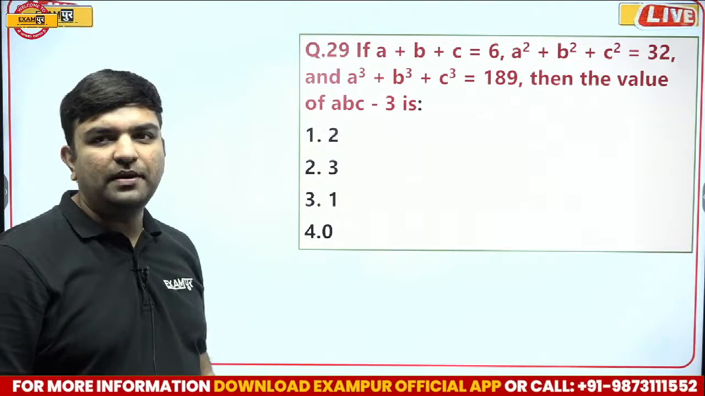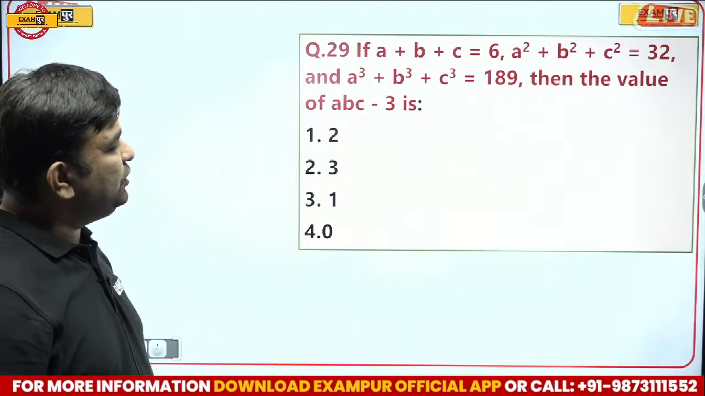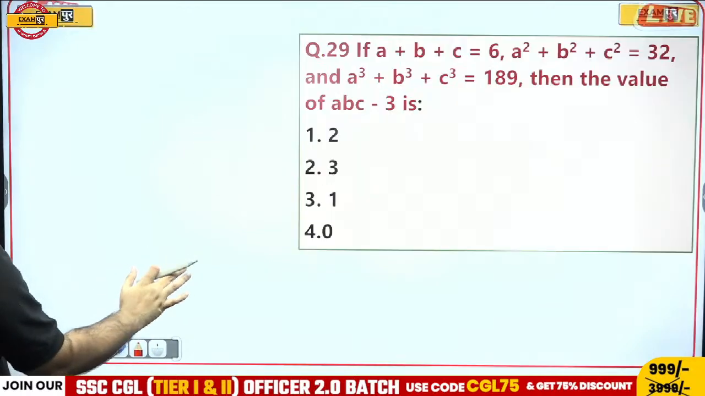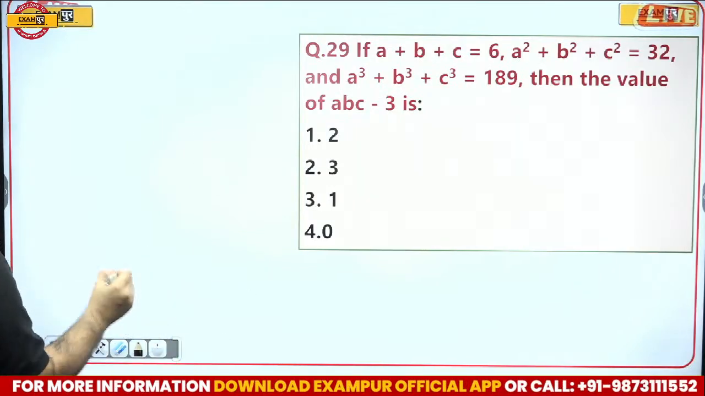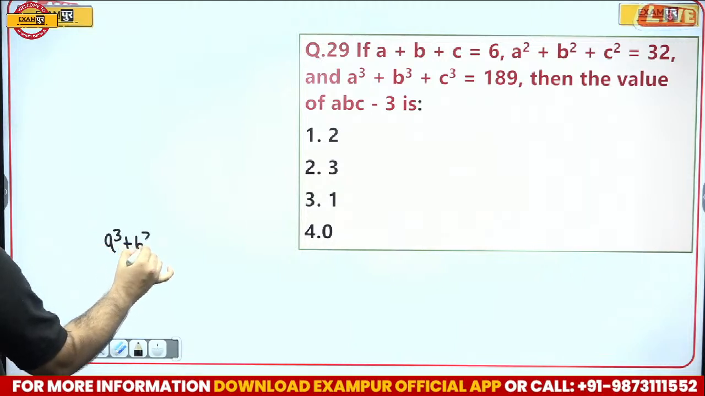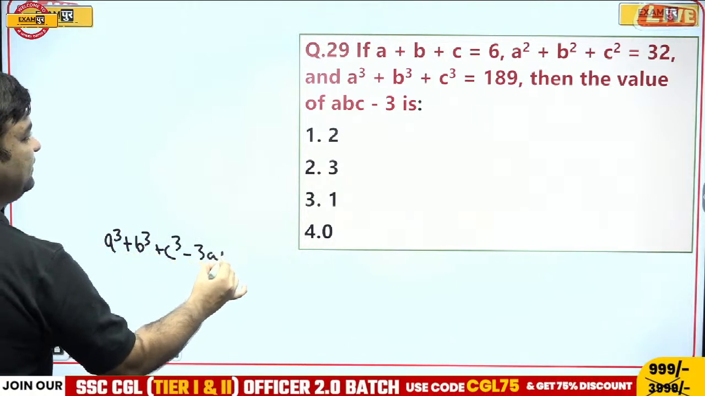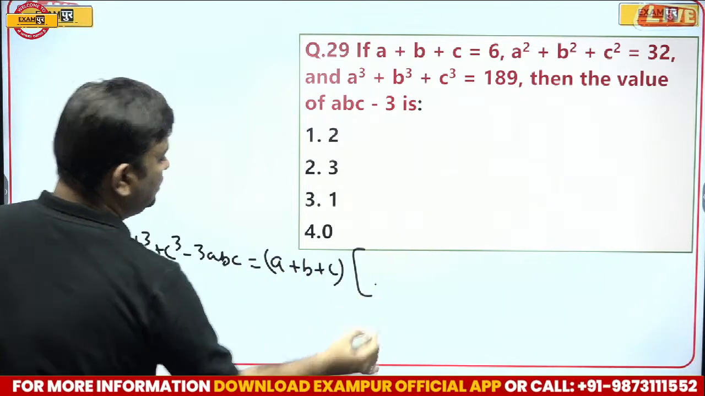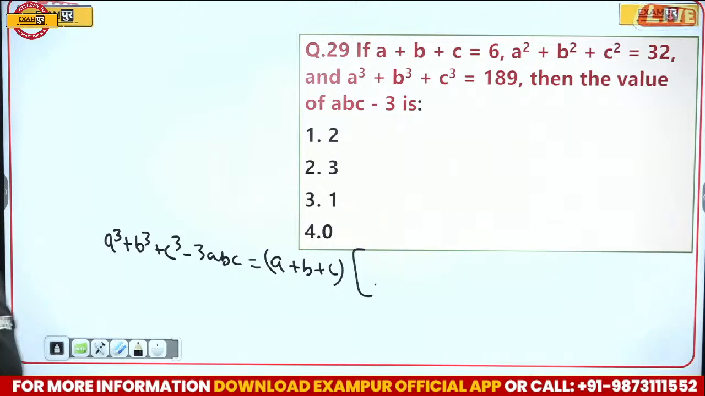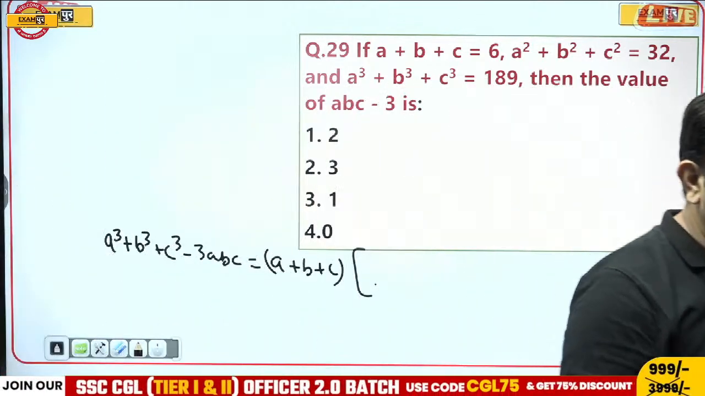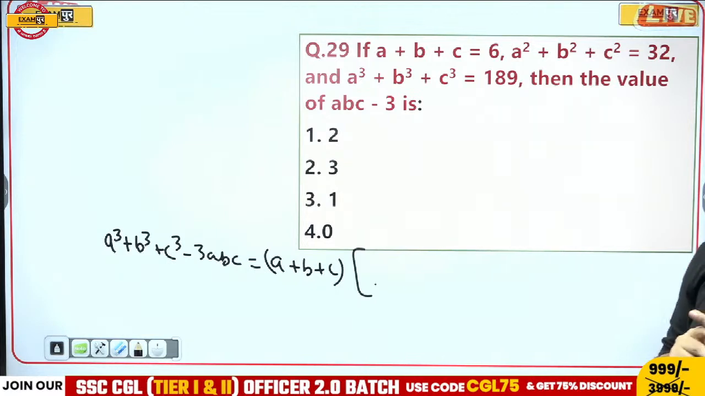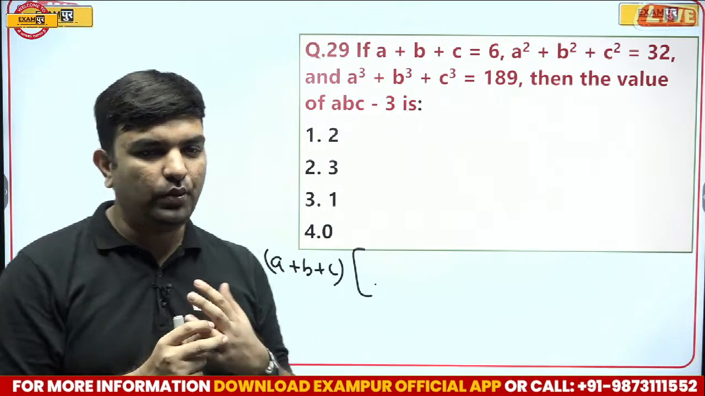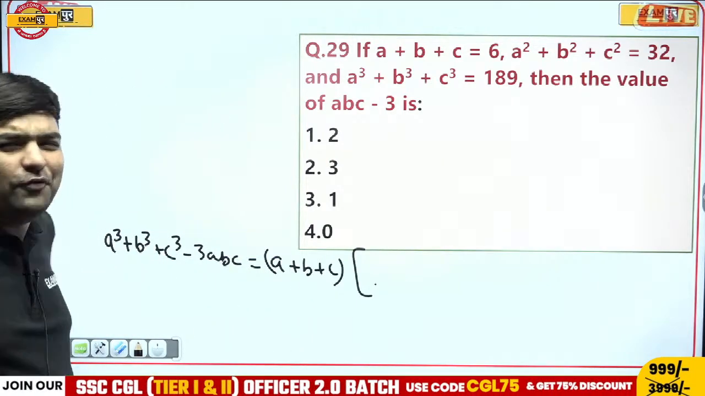Three equations, three variables, everything is fixed. So a cube plus b cube plus c cube minus 3abc is a plus b plus c. Guys, if you remember the fourth way of writing it, then you can do it in a single step. Otherwise, 2 steps are required. What is the fourth way of writing it, guys?